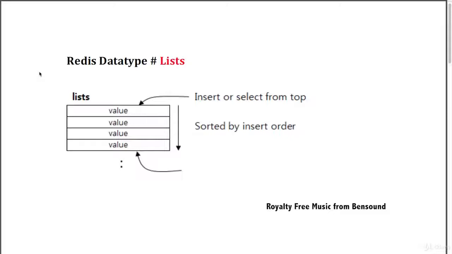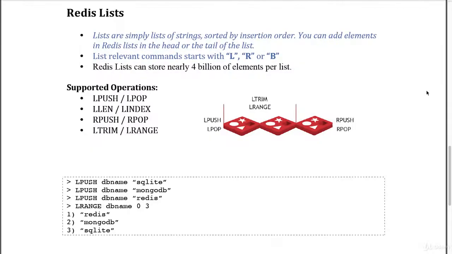Redis has an amazing data type: lists. Redis lists are simply strings listed by insertion order. You can add elements in a Redis list in the head, or left part, or in the tail, or right part. Redis list relevant commands start with L or R or B. For example, lpush, lpop, llen, lindex, rpush, rpop, ltrim, lrange, etc.